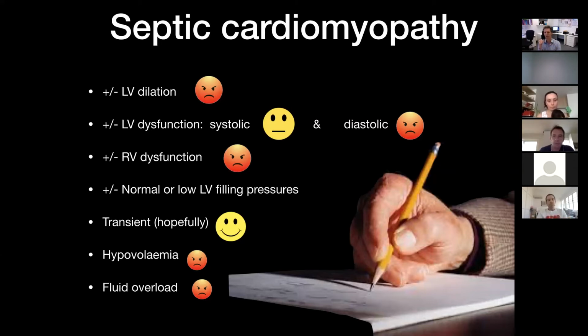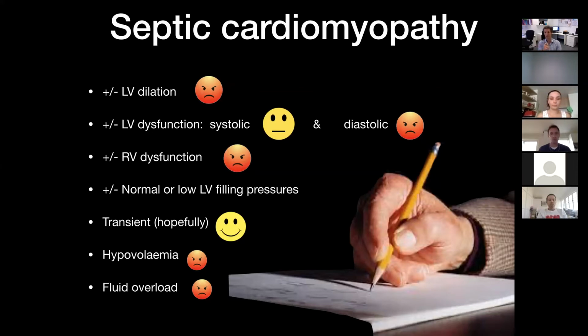So, as I was saying, LV dilation has been shown to occur, and that's often associated with maybe bad prognostic factors. LV dysfunction can be both systolic or diastolic, and the diastolic has probably been suggested to be associated with more prognostic implications versus systolic. RV dysfunction can occur in about 1/3 of patients, and again, that's associated with maybe a bad mortality, particularly if your RV is badly affected.